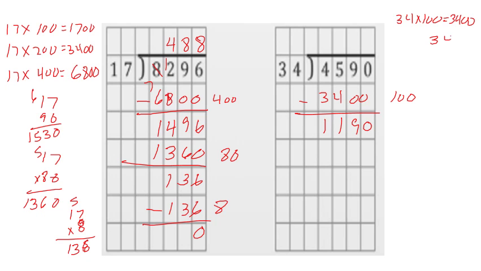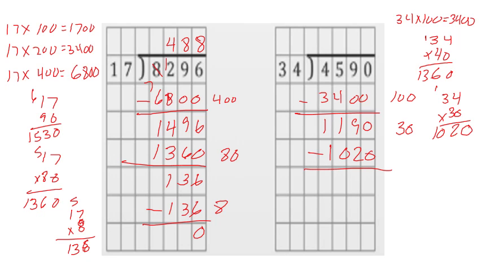We got 34 times 40. And that'd be 0. 4 times 4 is 16. Carry 1, that'd be 1,360. So 40 is still too big. So let's try 30. We have 0. 4 times 3 is 12. Carry 1 would be 9, and 1 is 10. So 1,020. So we know 30, we can have 1,020. We subtract that, we have 170 left.